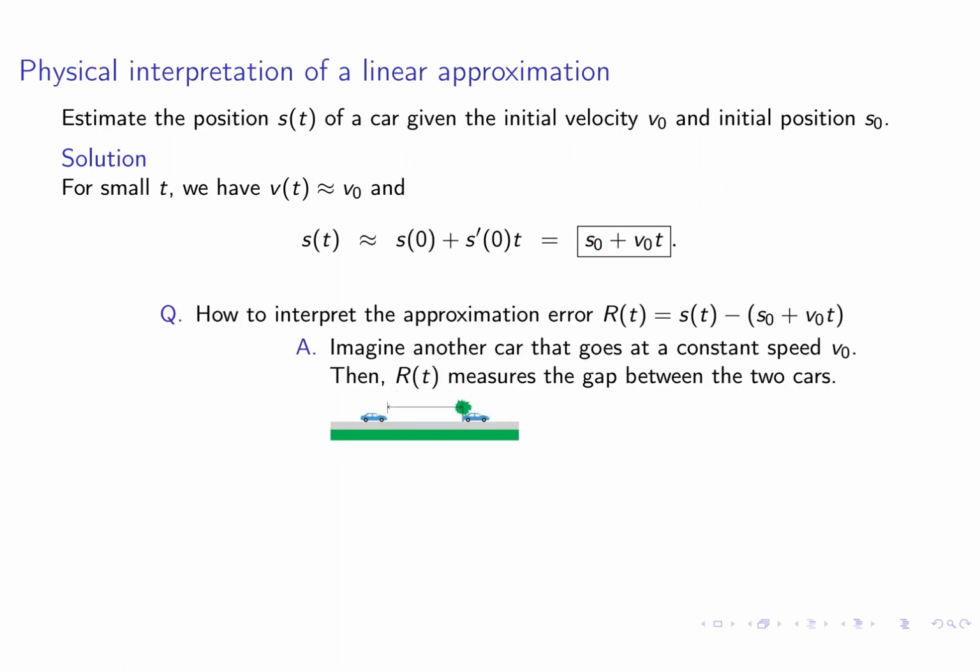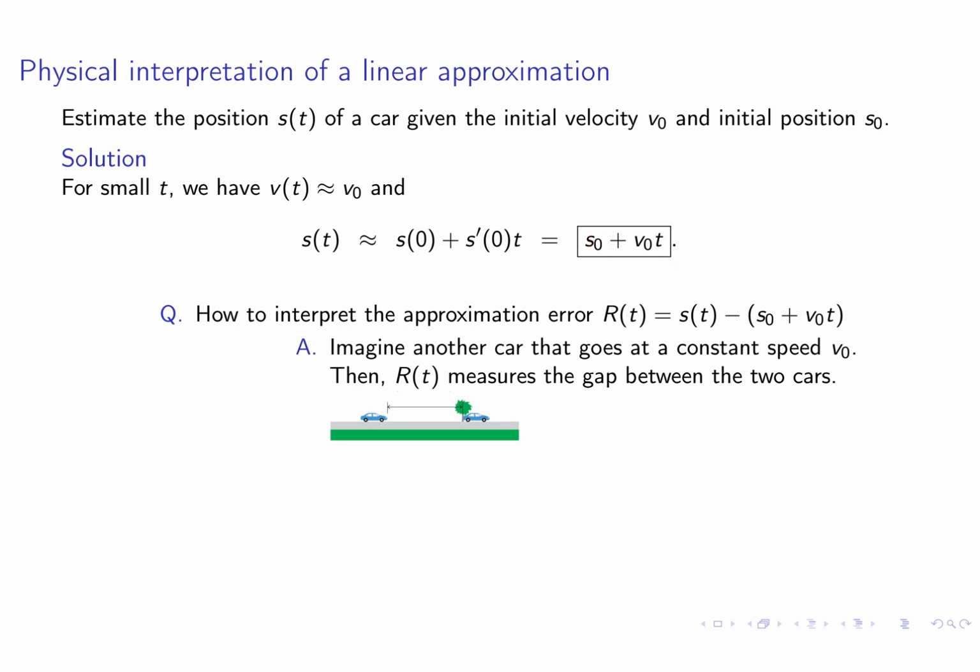How to interpret the approximation error, which is the difference between the true position and the one obtained from the linear approximation? Let's imagine another car which starts from the same initial position s0 and the constant velocity v0. So the velocity of that second car does not change. It always stays v0. Then the position of the second car will be exactly s0 plus v0t. So the difference between s of t and the linear approximation can be interpreted as the gap between the two cars. One car travels with generally variable velocity, and the position of that first car is s of t. The other car travels with constant velocity v0, so its position changes linearly.